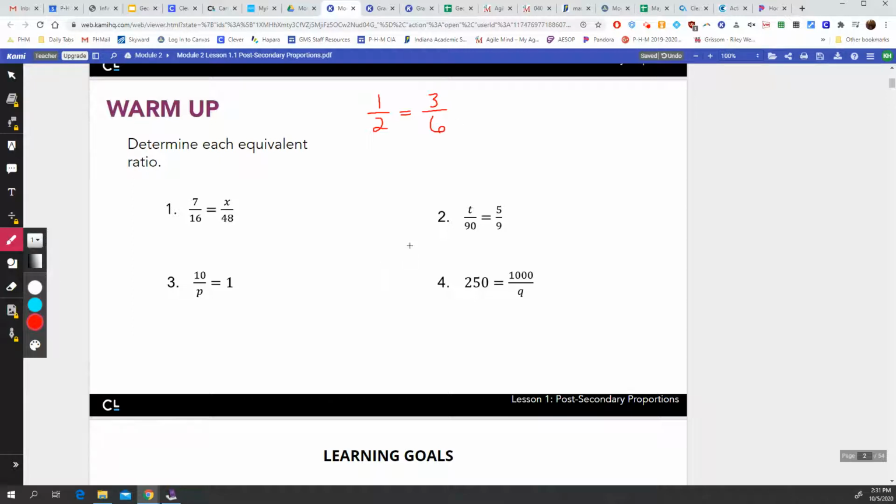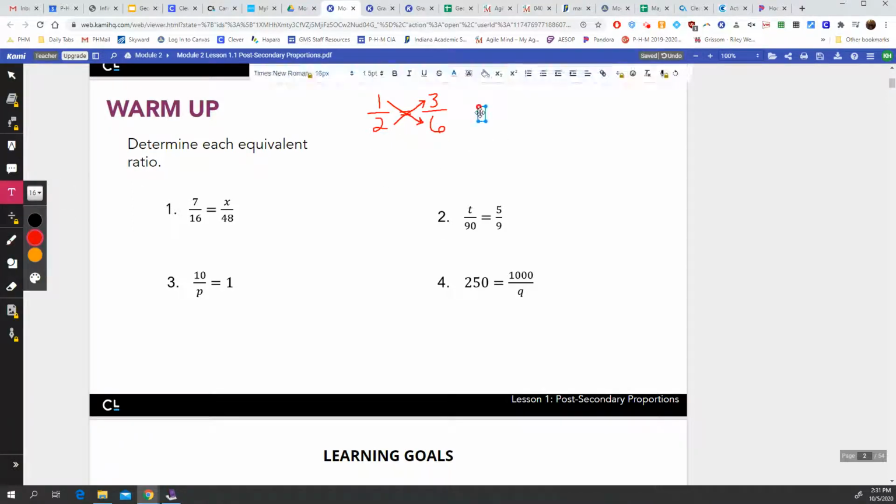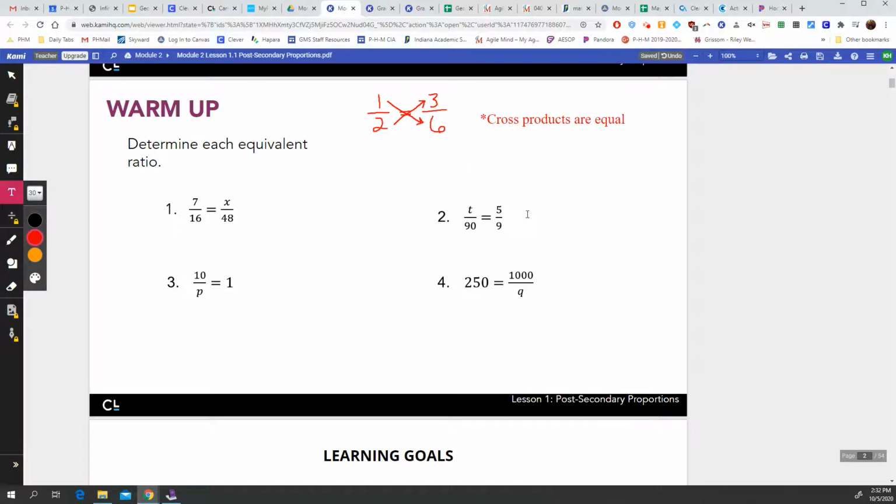The unique thing that happens here is that if you were to multiply diagonally, 1 times 6 and 2 times 3, you find that those cross products, the multiplication diagonally, are equivalent. So a really important property of proportions is that cross products are equal. I want you just to jot that down real quick. Cross products are equal. We're going to use this property, this fact, to help us solve these four proportions.